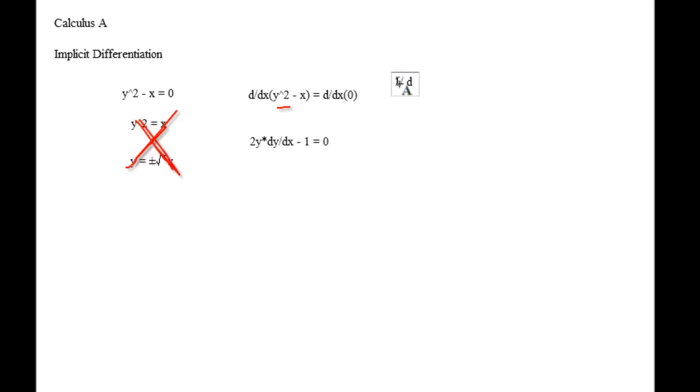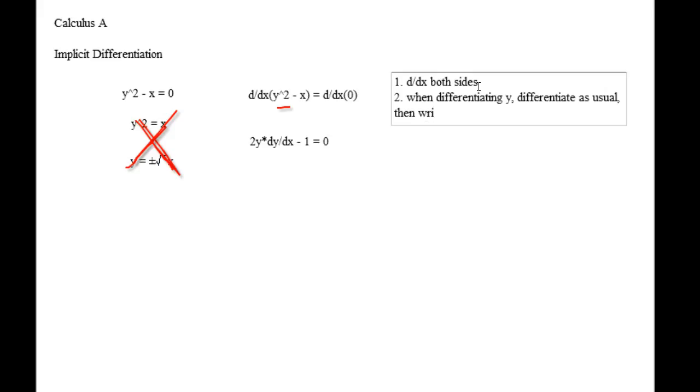Okay, now, so the first step is to d dx both sides. So first step, d dx both sides. Okay, that one's pretty simple. Alright, the next step is when differentiating y's, differentiate as usual. Then write dy slash dx next to it. Alright, that's the new step.